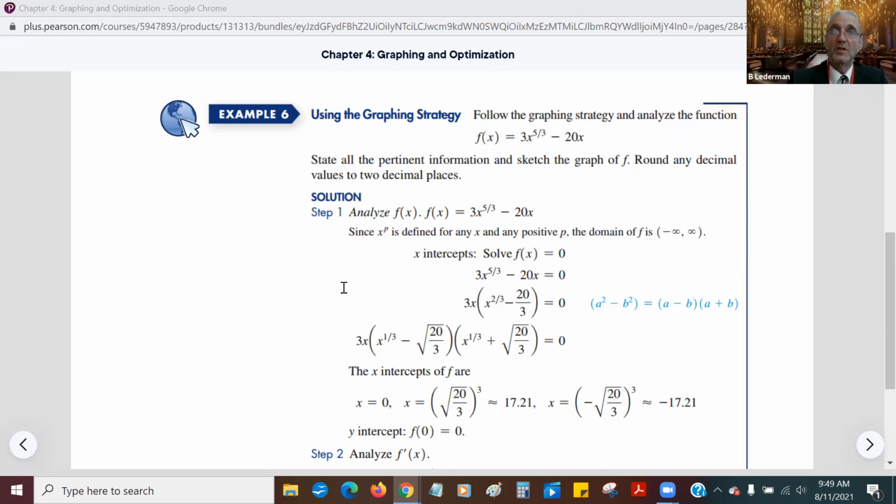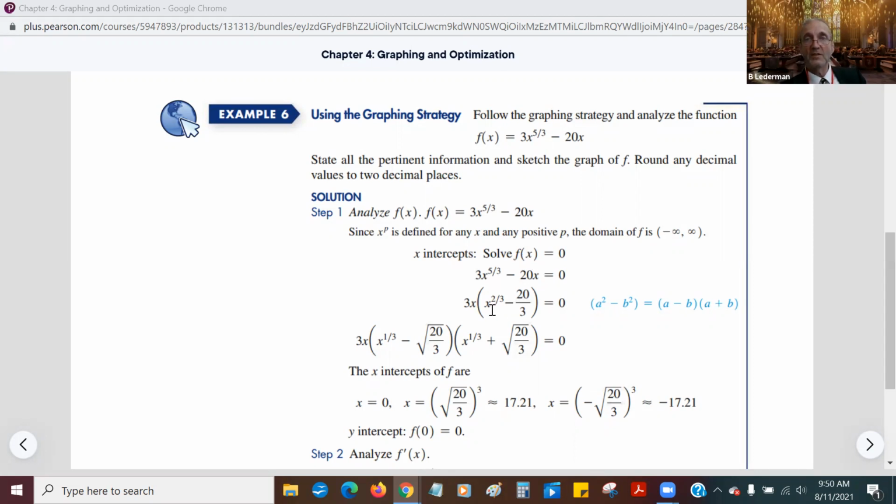Anyway, let's just use whatever algebra we can. So first we look at f of x, this guy right here. I want to find the x-intercepts, so I take this function and set it equal to 0. To do that I factor out 3x because I want a plain lead with just a plain x. When I factor out 3x, the x to the 5/3 becomes x to the 2/3, and the 20x becomes 20 divided by 3. If I would distribute this 3x, I would get back to what I originally started with.